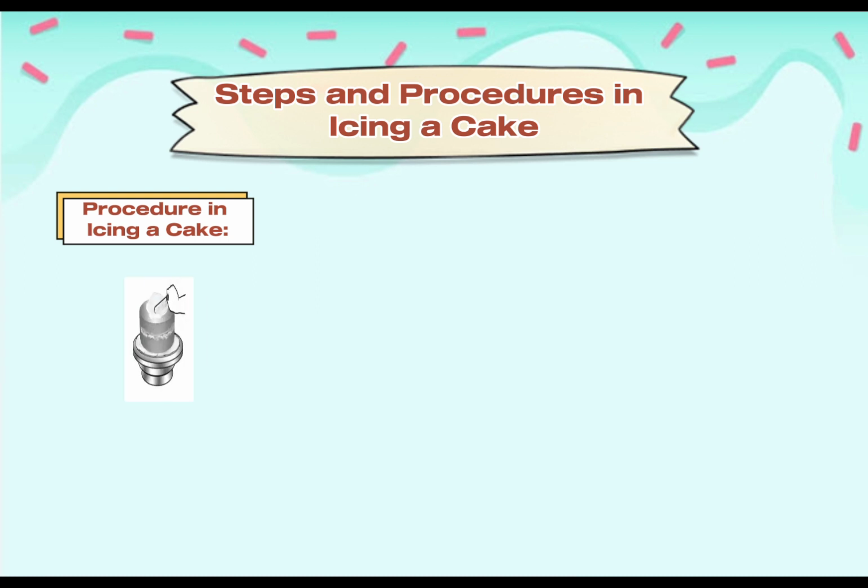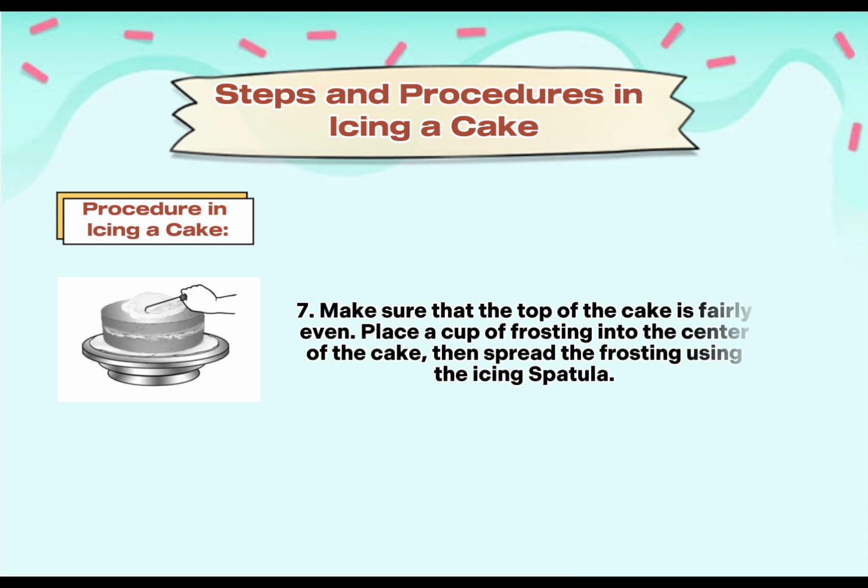Step number 7, make sure that the top of the cake is fairly even. Gently push the cake down a bit if one side is higher than the other. Place a cup of frosting into the center of the cake. Using the icing spatula, spread the frosting out towards the edges of the cake. Then smooth the center, letting frosting accumulate at the edges of the cake if you find you have extra.